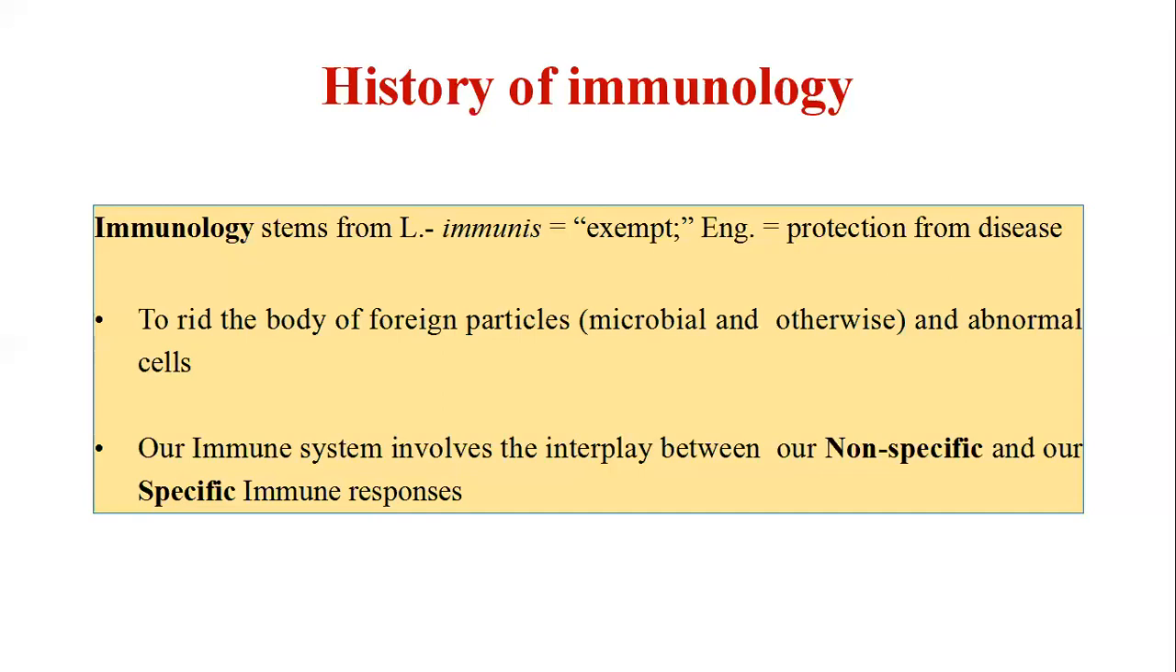The first European mention of immunity was recorded by Thucydides in Athens during the 5th century BC. And he wrote that only those who had recovered from plague could nurse the sick because they would not contract the disease for the second time.